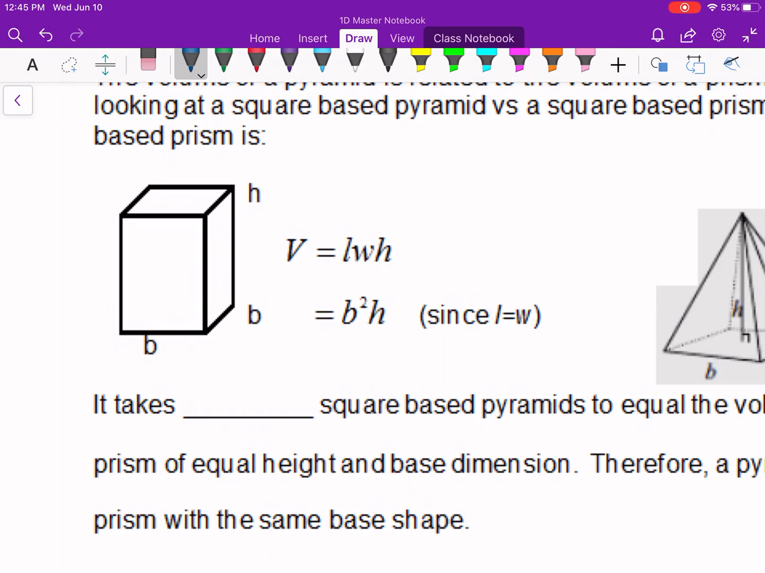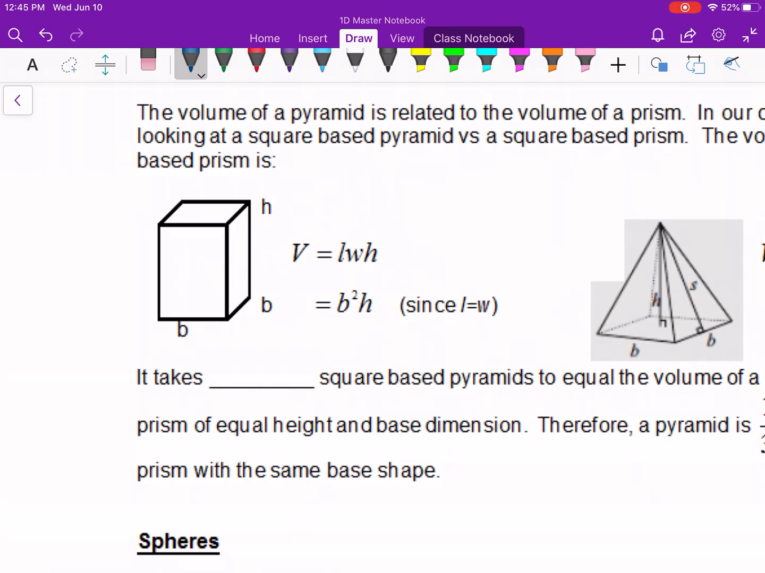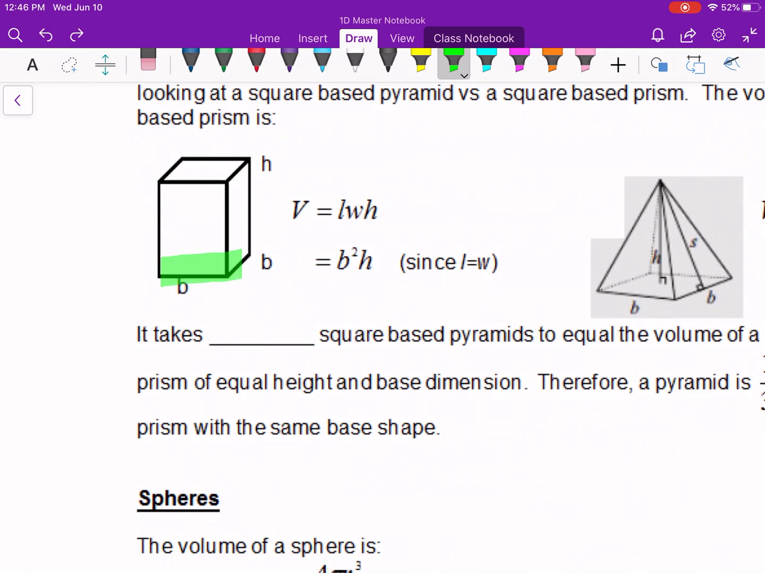But any prism, the volume is length times width times height. If we're talking in particular about a square-based prism, that means that the top and the bottom are going to be squares. So if we could make this so we could see through it, that shape I've highlighted in green would be a square. So instead of having to do length times width times height, since it's a square, that means that the two sides of the base are going to be exactly the same.